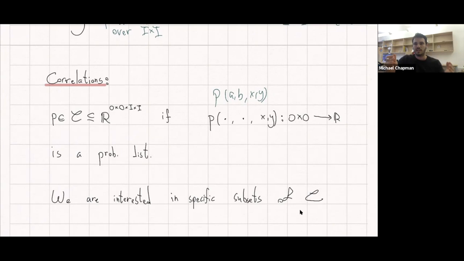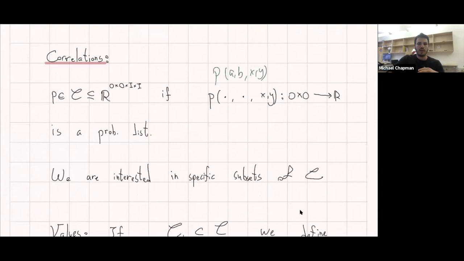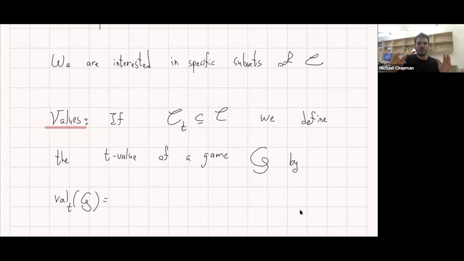We are only interested in specific subsets of the set of correlations. So I'll give three examples, and these will be the three main examples in our talk in a moment. Before I give some examples of correlation sets, if there is any question, please stop me, because I'm a bit rushing forward. So feel free to stop me.